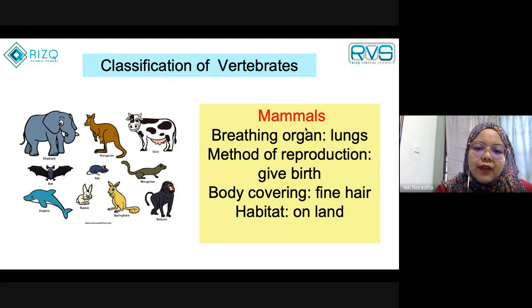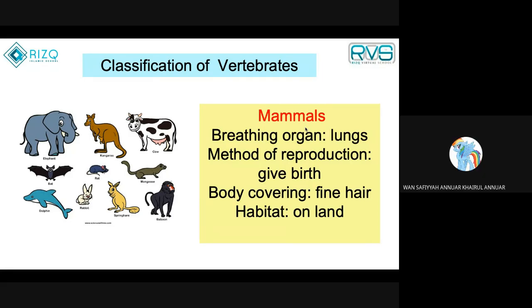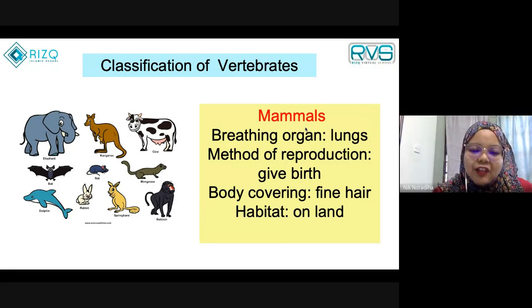We humans are classified as mammals as well. Why? Because we give birth. The female of human gives birth. And also, our body has lungs. Yes, correct. Our breathing organ is the lung. And also, our body is covered with fine hair. Some people have a lot of hair, some have a little, but still, our body is covered in hair, right?